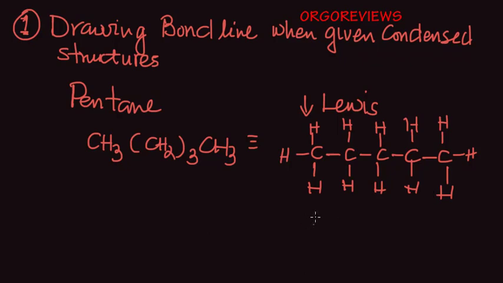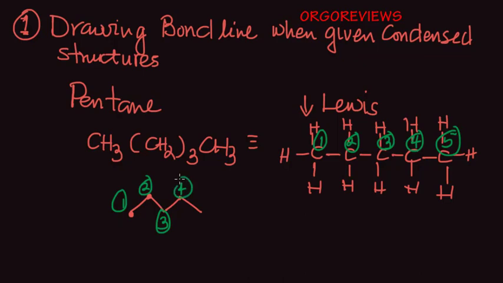Now, to represent the bond lines, you keep in mind your numbering of these carbons. So carbon number 1, 2, 3, 4, and 5. You have to draw your bond lines as a zigzag. So the first carbon is the point of the line. So this bond line represents carbon number 1 and carbon number 2. And then you go on in a zigzag fashion until you get to carbon number 5. So it's simple as carbon number 1, 2, 3, 4, and 5.